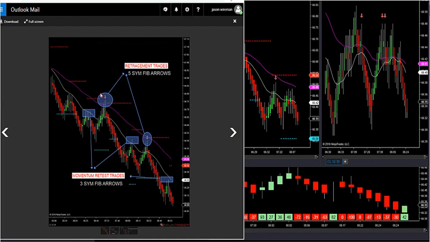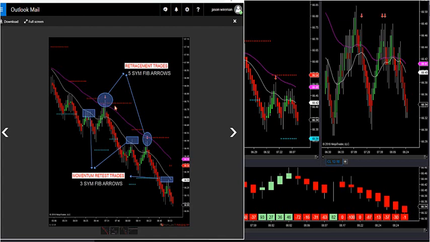So I want to see on these red dots, I have my symmetry dots here. Now, symmetry dots by themselves are absolutely worthless. I cannot trade them by themselves because it just tells me where support and resistance may come in, but by themselves, they don't tell you what trend direction is. So you can't just buy and sell off these symmetry dots.